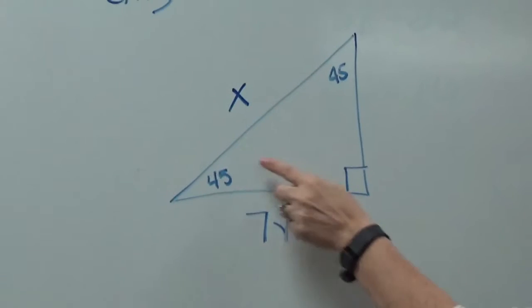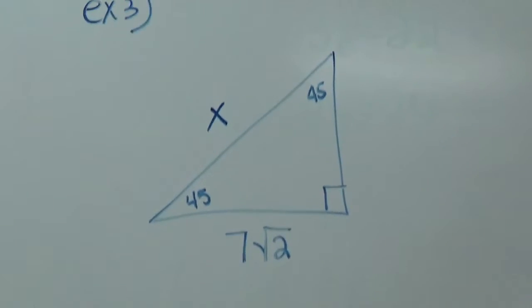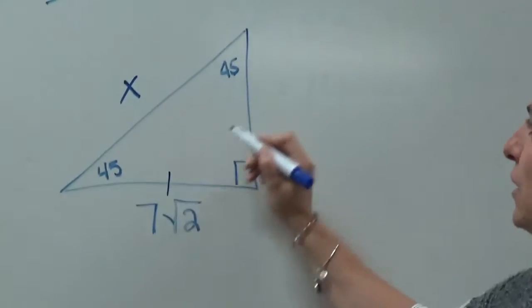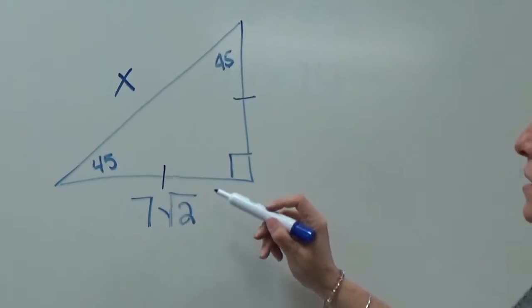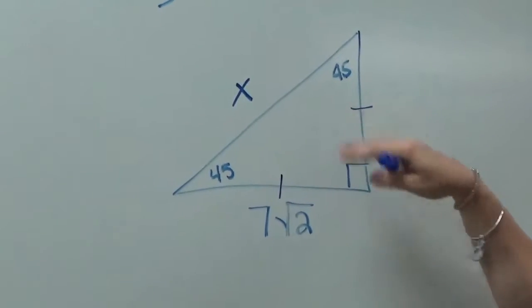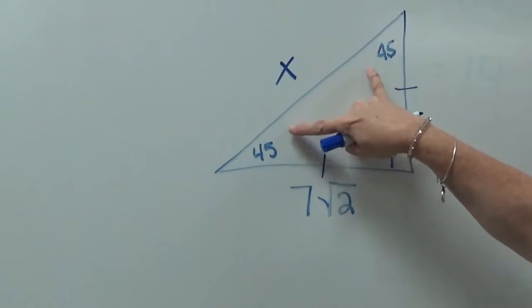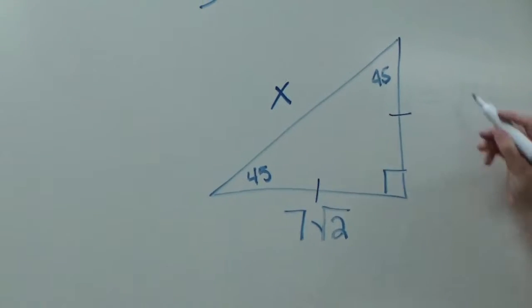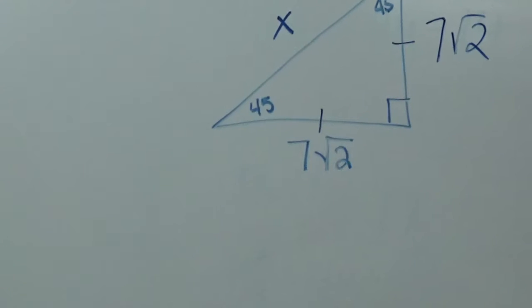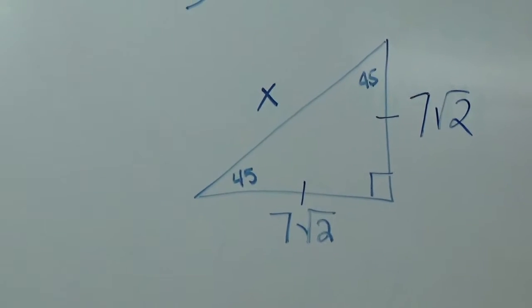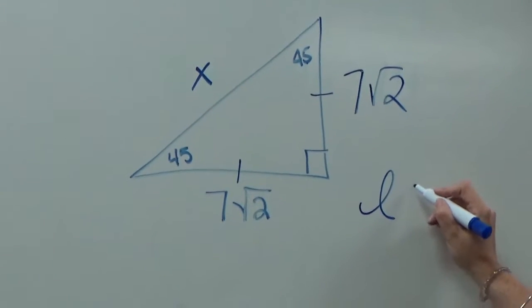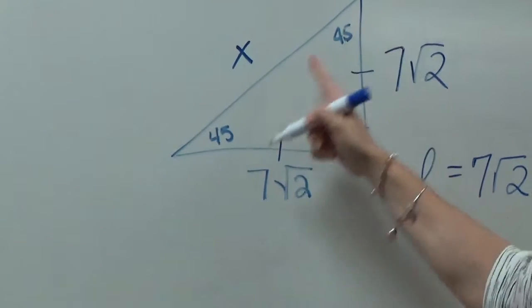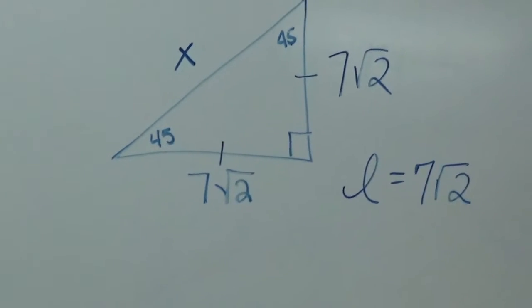leg. Okay. I know this is 45, 45, 90. You always got to look at your picture and say, what does my picture tell me? Well, if this is 45 and 45, then I know these two are equal because base angles of an isosceles triangle are equal. And conversely, if you have two angles in a triangle that are equal, the opposite legs are equal as well. So I know this is 7 square roots of 2. This is where we get a problem, okay? I know L equals 7 square roots of 2. And I know my hypotenuse equals L times radical 2.